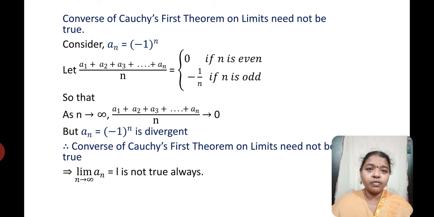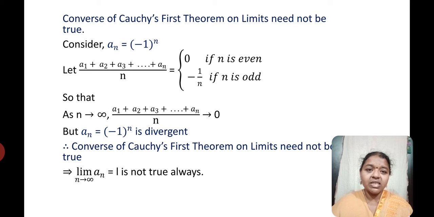Let's see the converse. The converse of Cauchy's first theorem on limits need not be true. Let's prove this by taking an example. Let an be equal to minus 1 raised to n. Now a1 plus a2 plus a3 and so on plus an divided by n would be 0 if n is even. It is minus 1 by n if n is odd.